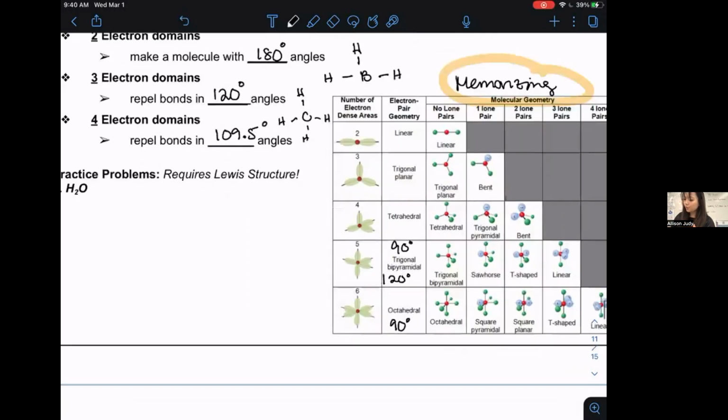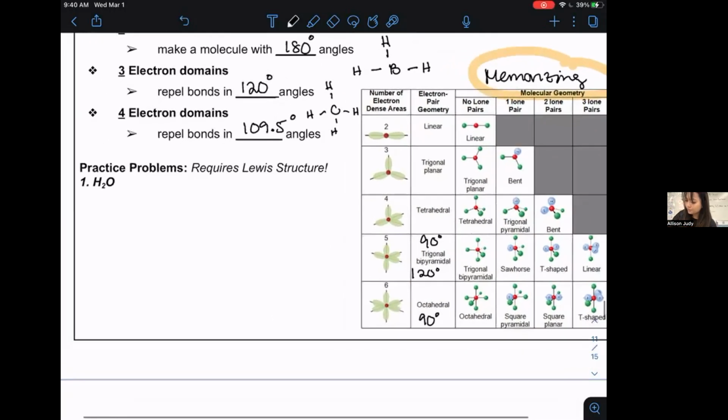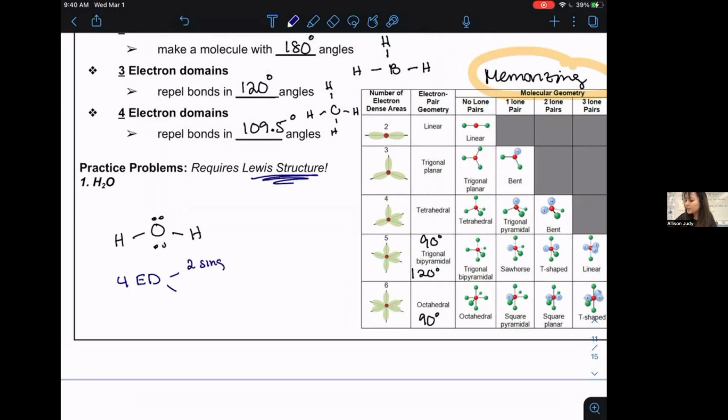So let's look at water. We know the Lewis structure for water is going to be this. The question is how many electron domains? And by the way, notice you always have to start with the Lewis structure before you can predict the molecular geometry. So water has 4 electron domains. And I'm going to name it ED. How did I get those 4 electron domains? 2 single bonds, 2 hydrogen, 2 lone pairs around the central oxygen, giving me 4 electron domains.